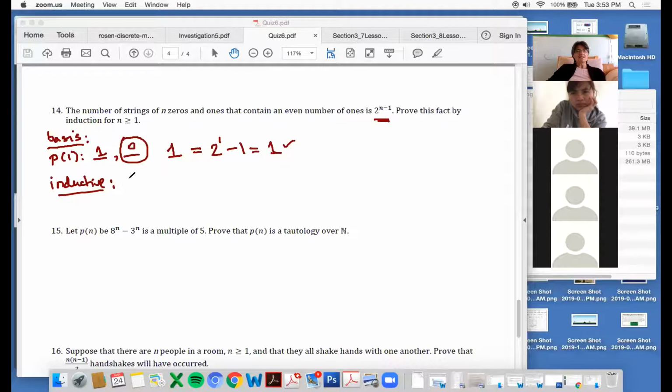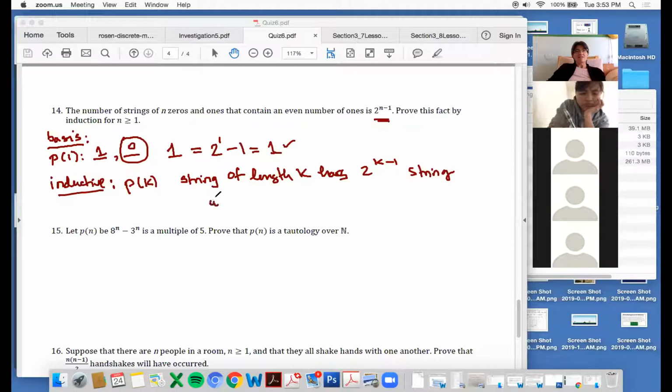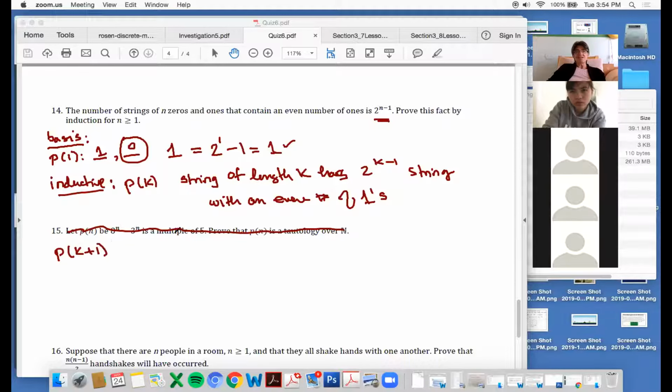The inductive step says that we're going to assume P(k) is true. So P(k) is true says that a string of length k has 2 to the k minus 1 strings with an even number of ones. Okay, so that's for the kth case. We're basically assuming that this is true. And we're trying to prove that this is true for P(k+1), that this formula works.